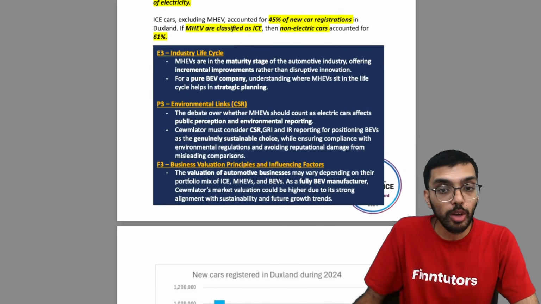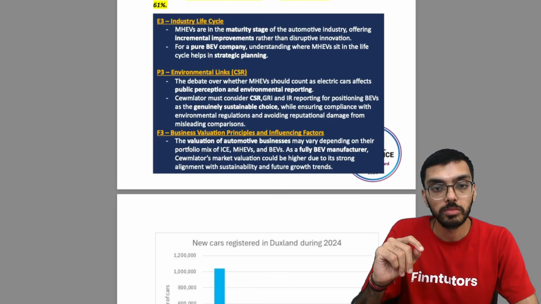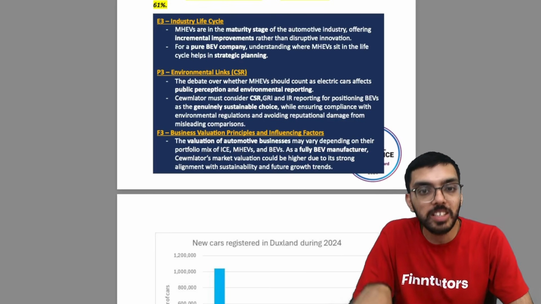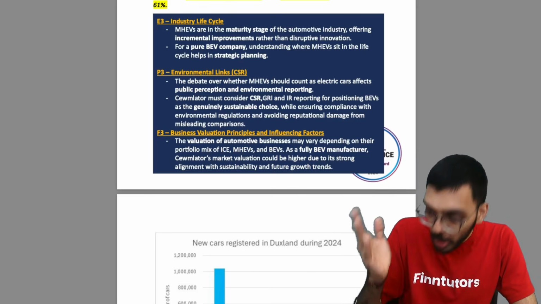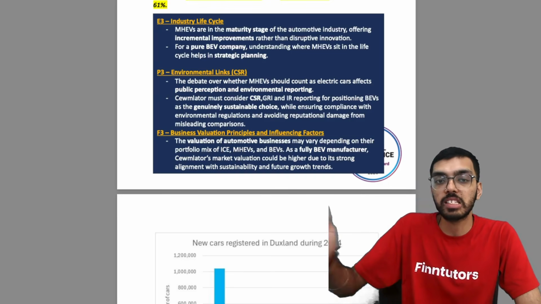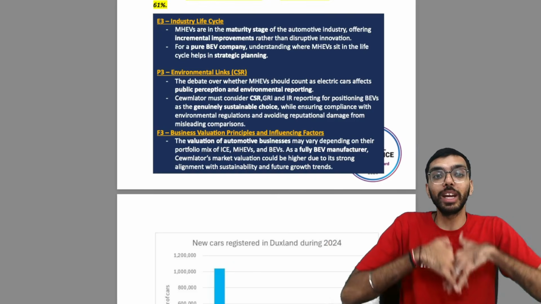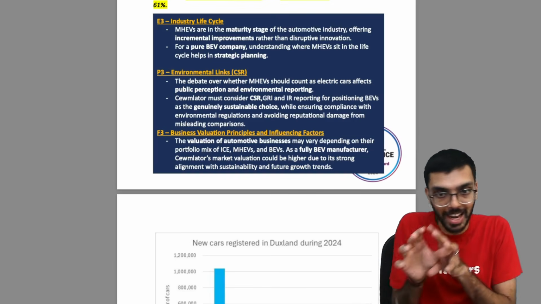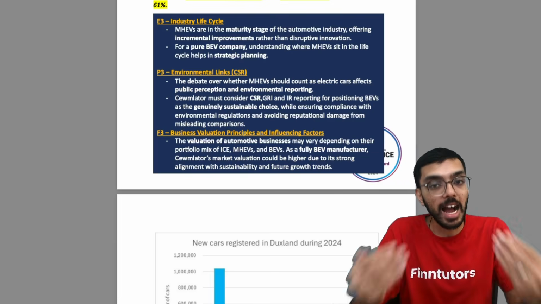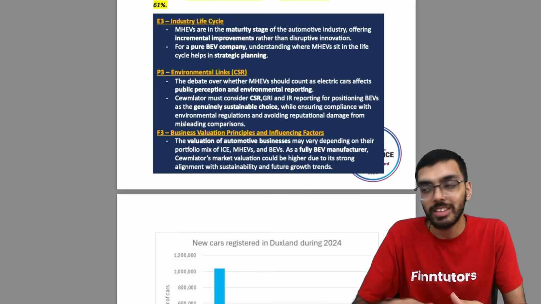Next, the valuation of automotive businesses may vary depending on their portfolio. As a fully BEV manufacturer, Cewmlator's market valuation could be higher, because eventually everybody is moving towards fully electric cars. Governments are supporting this. This is aligned with future growth. So when I look at business valuation principles, the different methods of business valuation, our valuation will be higher because we are very much in line with today's modern environment.